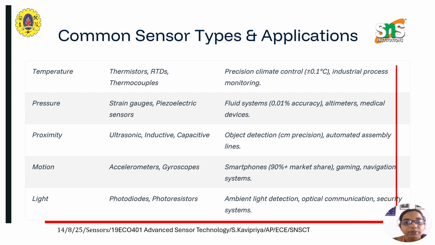Next is proximity. Proximity sensors are meant for object detection and are mainly used in automated assembly lines. For detecting motion signals, we have the accelerometer and gyroscope, used in smartphones and navigation systems in mobile phones. To convert a light signal into an electrical signal, photodiodes and photoresistors are used.